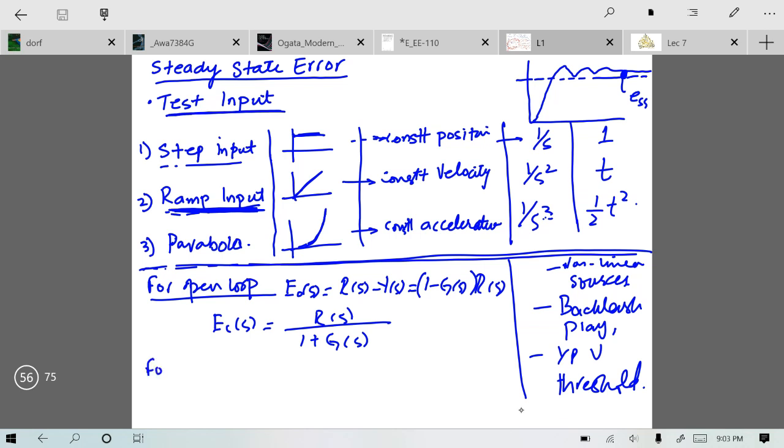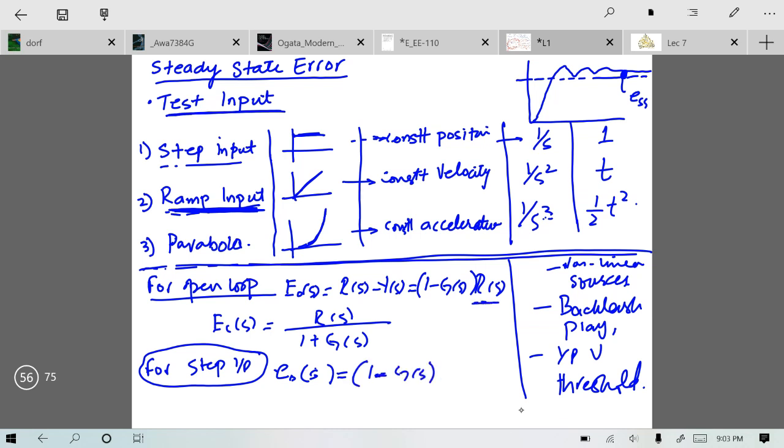Now, for step input, the steady state error of open loop will be equal to 1 minus G of S, and in place of R of S I am going to write 1 over S. Now to find the steady state error, what should we do? Obviously the steady state error means at time t equal to infinity.